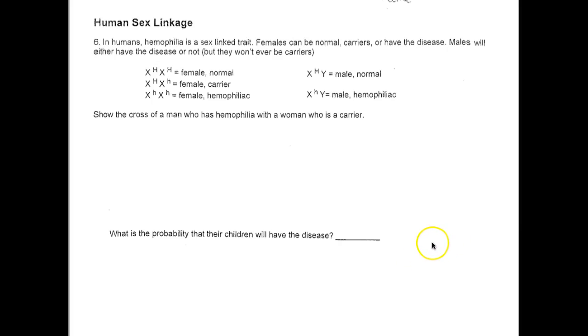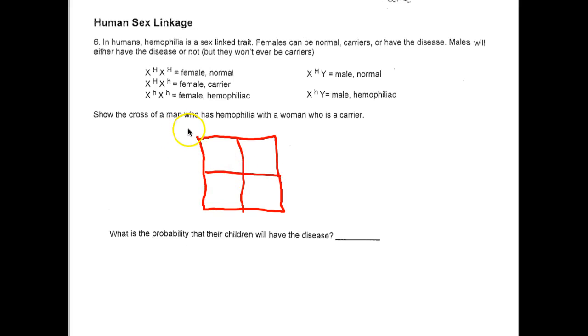So hemophilia is a disease where your body can't make clotting factor, which is what helps you to stop bleeding. This isn't necessarily a big deal for small cuts, but internal bleeding can be a problem, and so can your joints, like your knees and your elbows. So if we were to set up a Punnett square for this, show the cross of a man who has hemophilia with a woman who is a carrier.